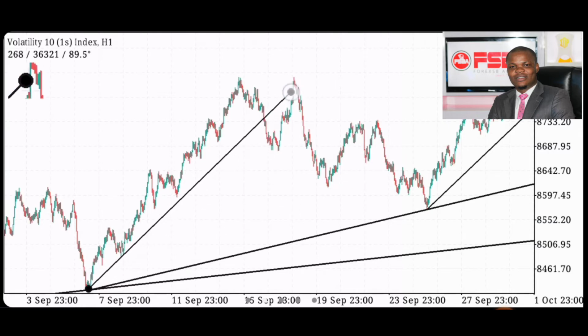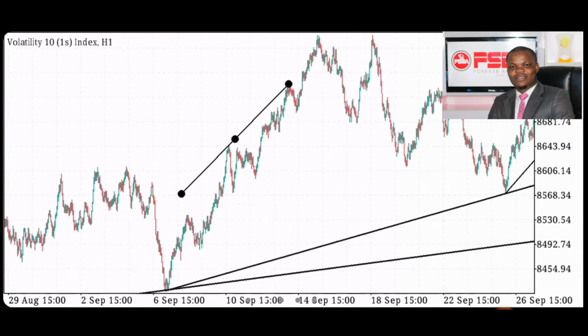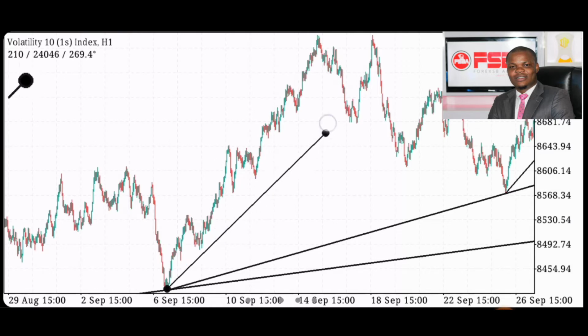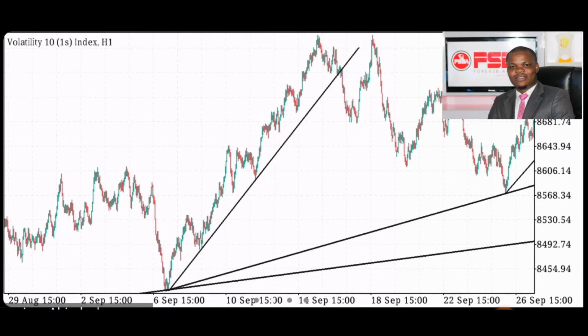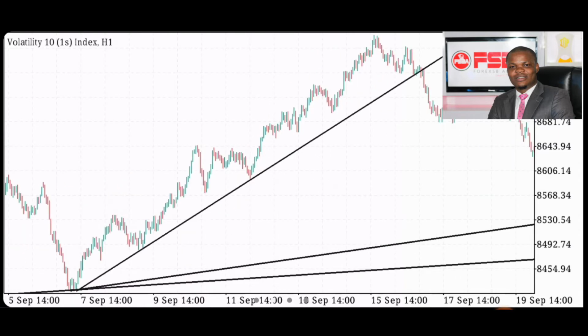So this is a trend line. Make sure your trend line is touching the first wick below, then the second wick, then you drag it out just like this. A break of that trend line is a signal for you to place a sell.